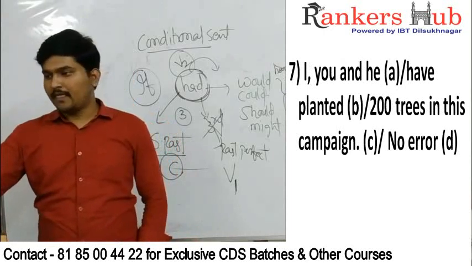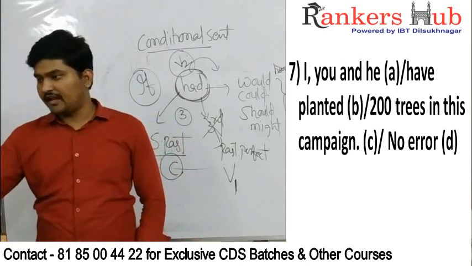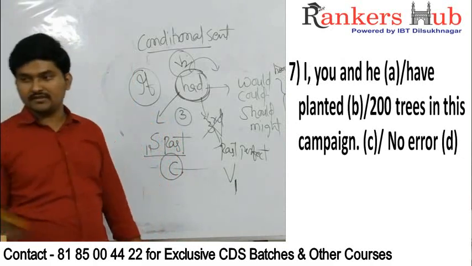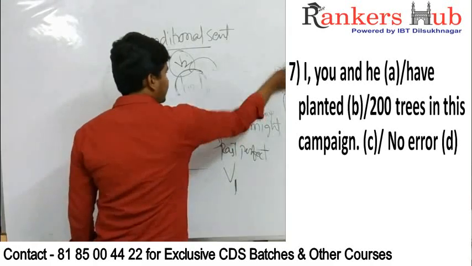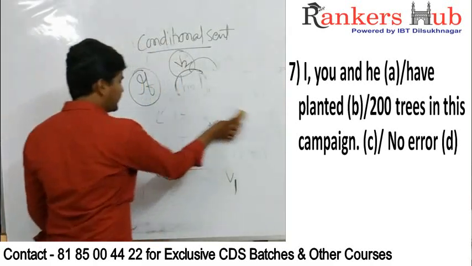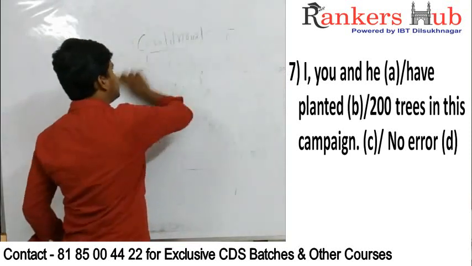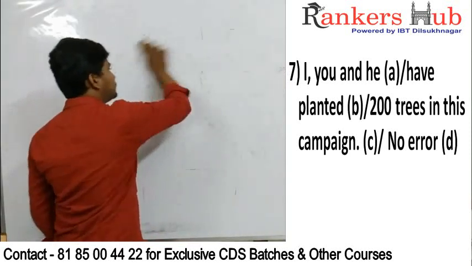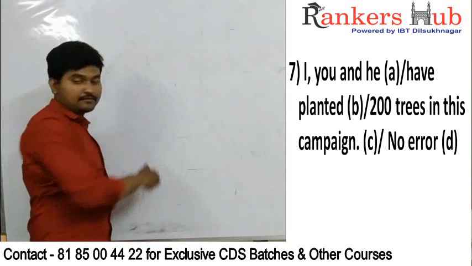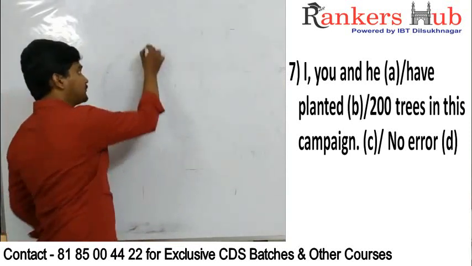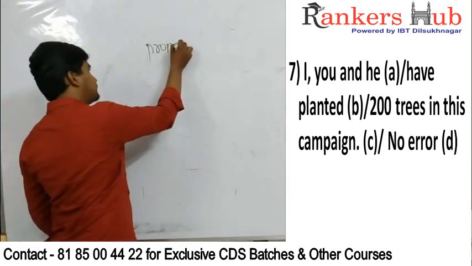7th question says, I, you and he have planted 200 trees in this campaign. Now what is the error in this question? The error is very easy, guys. The rule that you need to know, which is very important and repeatedly asked in exams, is the pronoun order. The pronoun order is missing in the statement.